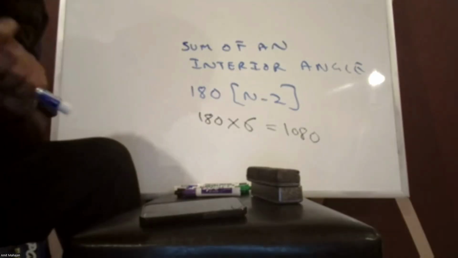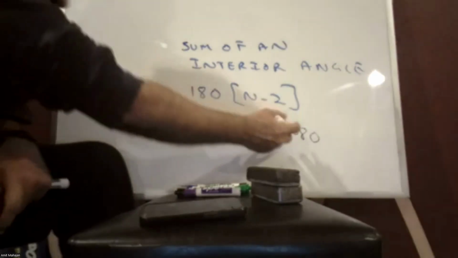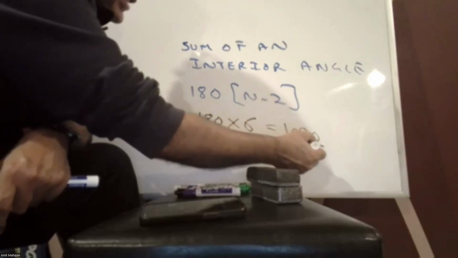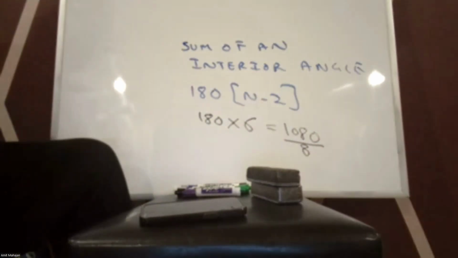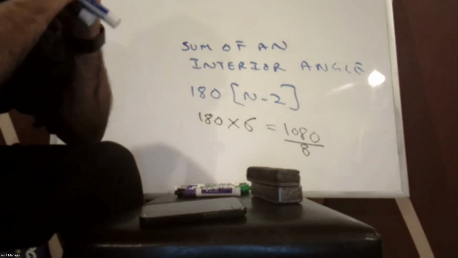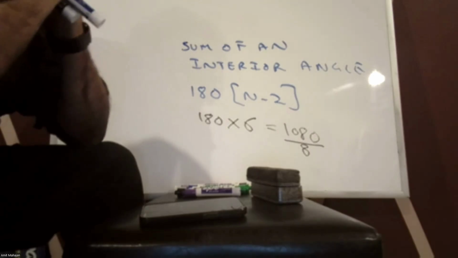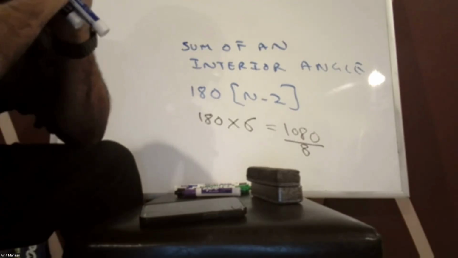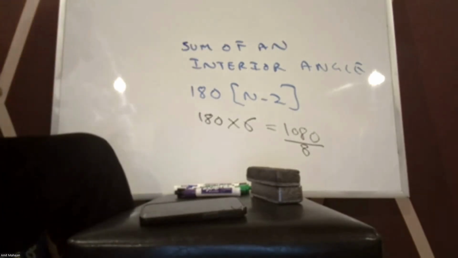Yeah. To find each angle, you divide this by the number of sides in that shape. In this case, it's an octagon. It has 8 sides. Can you divide 1080 by 8 for me? Yeah. I got 135. 135 is the correct answer.